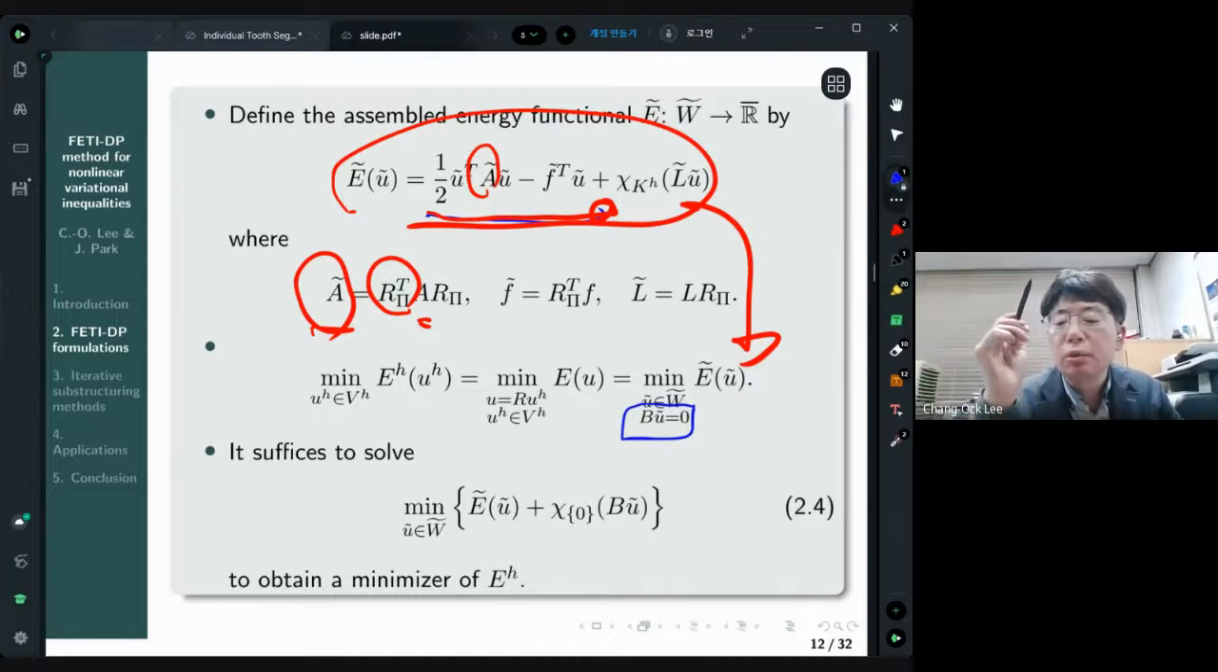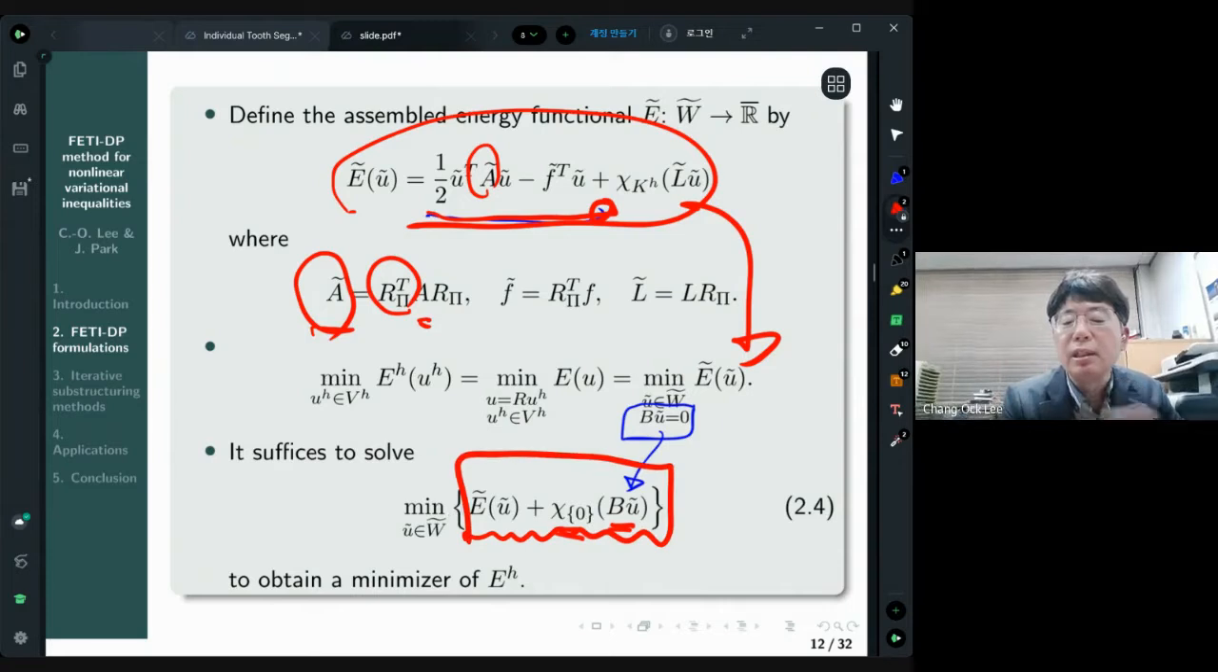So in the interface, the jump operator should be equal to zero. In order to have this constraint, we put that constraint into this minimization functional. So again we have the indicator function. If Bu tilde equals 0, then this function is 0, otherwise it becomes infinity. So we write that as this minimization functional. So now we're going to minimize this.